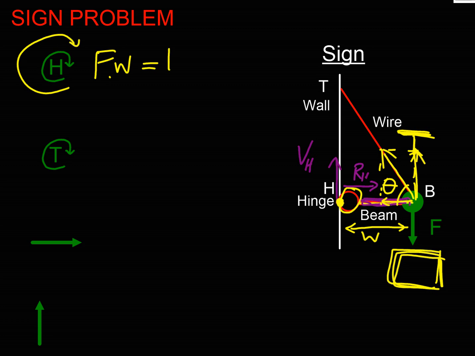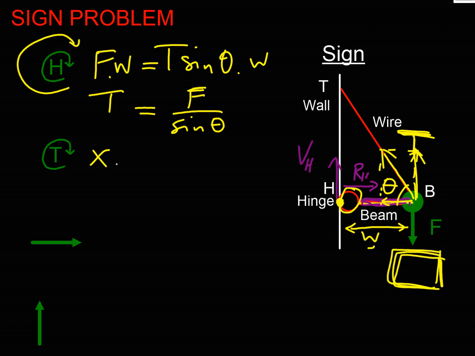So what's the vertical component? Well, that's going to be T sine theta, isn't it? And then I've got to have a moment. Well, it's got the same moment arm W. Therefore, I can now find out what T is, because T is just going to be the weight force over sine theta, isn't it? There we go. So I did that very quickly because I have one unknown. If I tried to do it with T, the top point, taking moments about T, it would have been a nightmare.